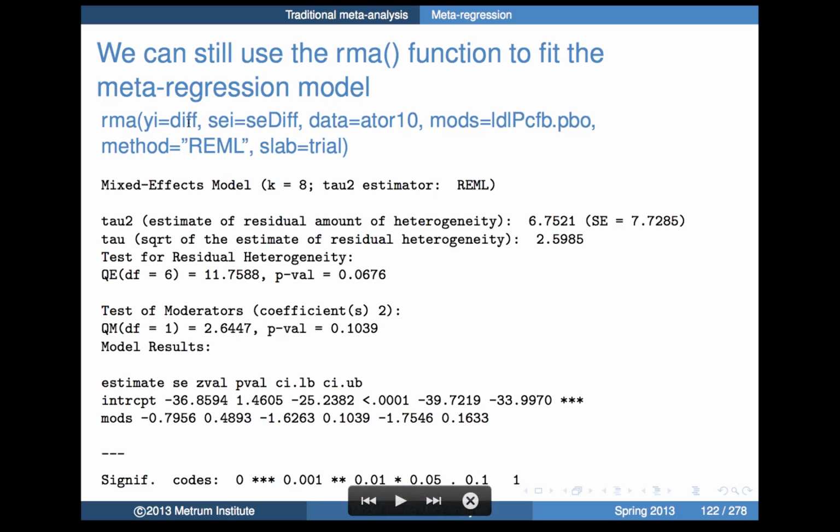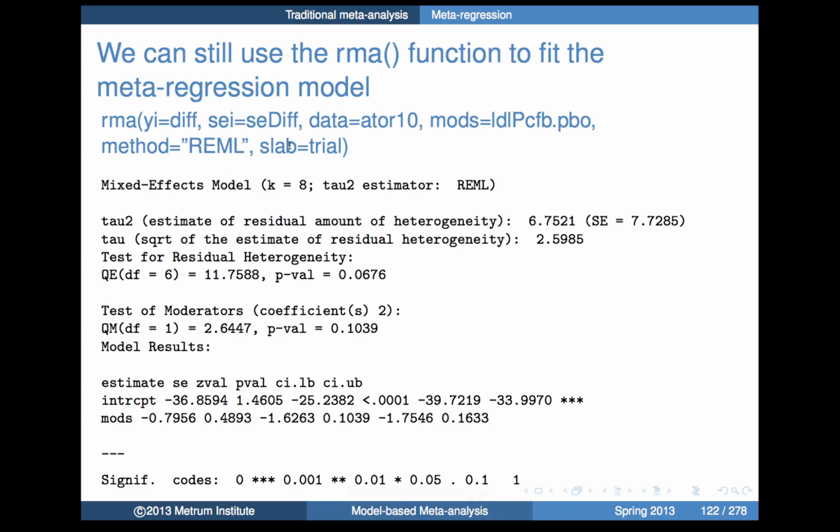So the syntax again is we define yi as our outcome. In this case it was diff. We define either the standard error or the variance of that outcome. In this case I'm using the standard error, and that was called se.diff in our data set. We identify the data, we identify the mods or the effect modifiers. In this case I was asking for the restricted maximum likelihood estimation, and remember I used the slab option to simply label the trials when I plot this object.